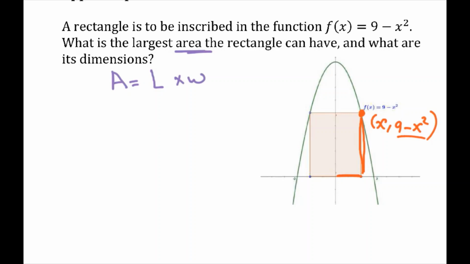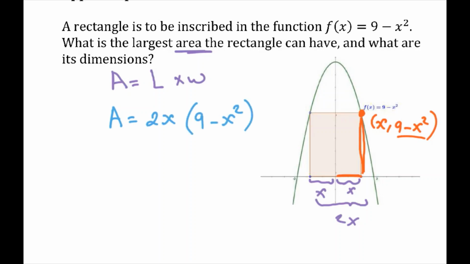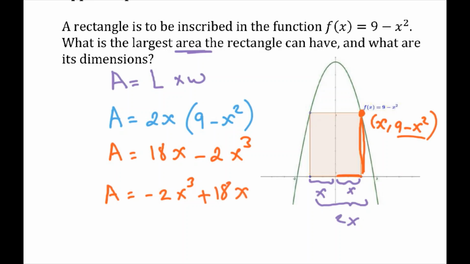Now what about the width? Since this is x, this is also x because it is a symmetrical shape, so the width is 2x. X plus x is 2x. So I can say area equals 2x multiplied by 9 minus x squared. Now I could expand: 18x minus 2x cubed. Of course, you can put it in the right order, the highest degree first, but you don't need to.